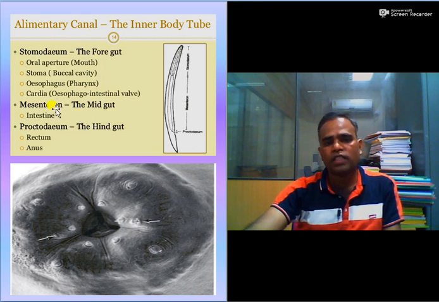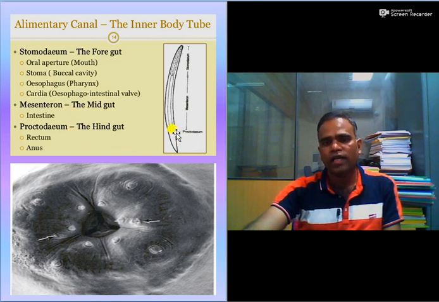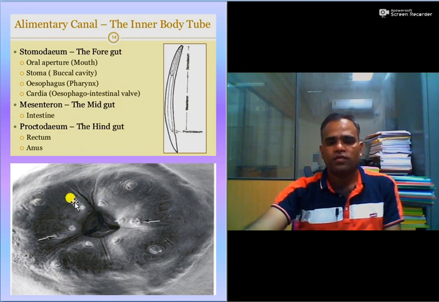Then the second part is mesenteron. It is called the midgut. It contains the intestine. Then the third part is proctodium, which is called the hindgut. And in this terminal part there is the rectum and anus. So here in this figure, it is the mouth where these are the lips: two subventral, two subdorsal, and two sublateral. These are the papillae which are present on these lips.